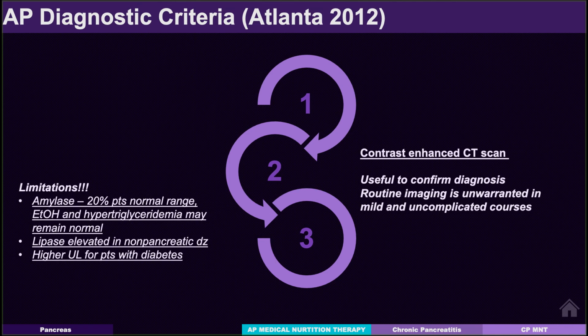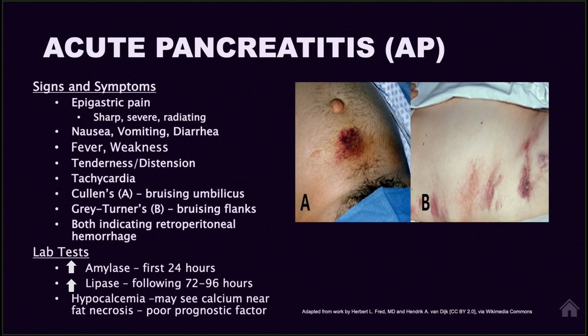The next slide shows some of the signs and symptoms, and again, we just mentioned it in the criteria, that we see epigastric pain, sharp, severe, radiating, nausea, vomiting, diarrhea. We see fever, weakness, tenderness, distension, tachycardia. If you look at the images on the right, picture A is a bruising umbilicus called Cullen's sign, and B is referred to as Grey-Turner's sign, and you see bruising on the flanks. Both of these indicate retroperitoneal hemorrhage. We also see typically elevated amylase and lipase in this population. But again, they're not always the best prognostic factors for the reasons I mentioned earlier.